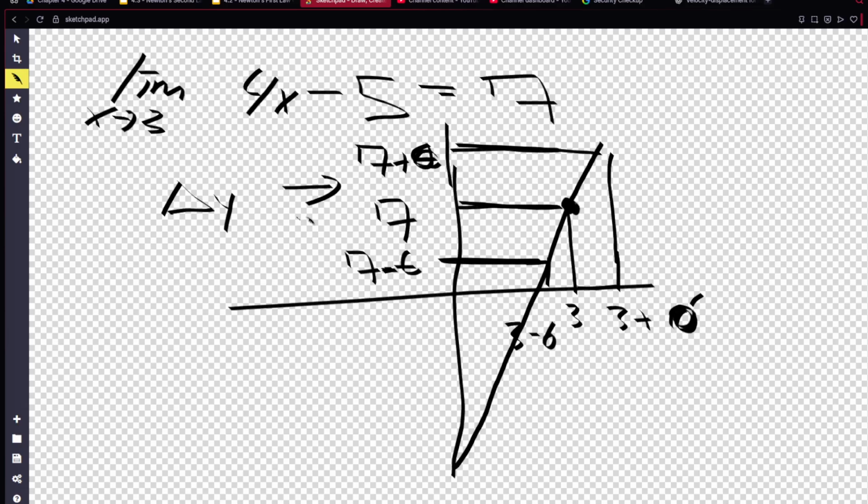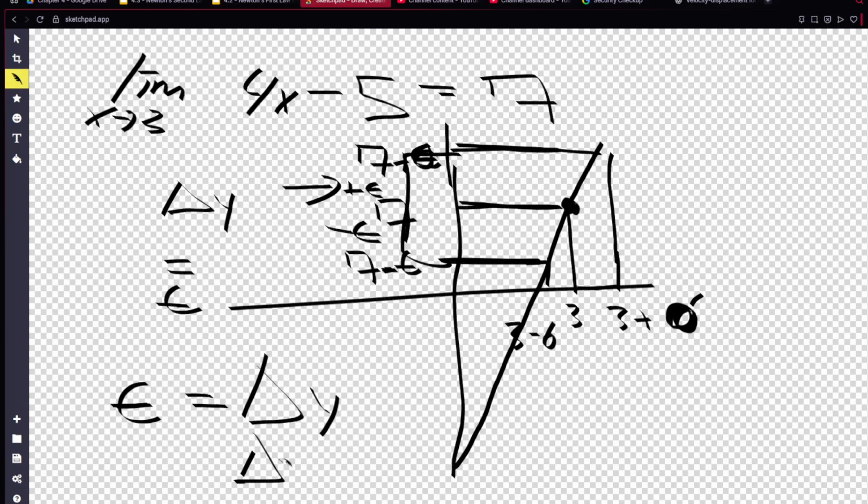So basically, we are finding that within this delta y, which equals epsilon, we are finding a delta that corresponds to that change in y. So we have to find an epsilon which corresponds to a change in y within this given interval, which is plus epsilon, minus epsilon, that corresponds to a domain, or delta x, that corresponds to delta.